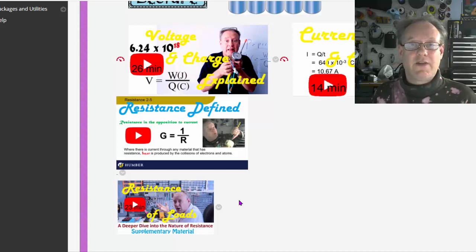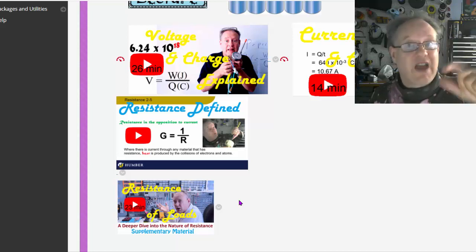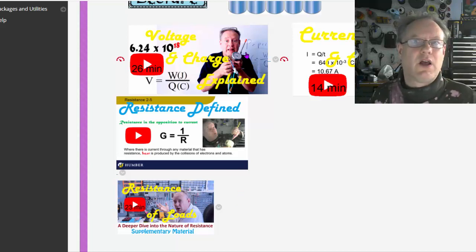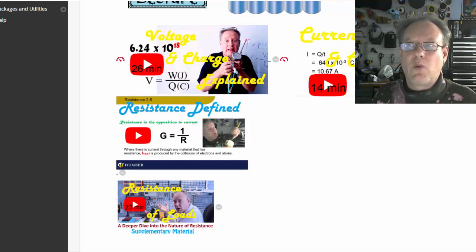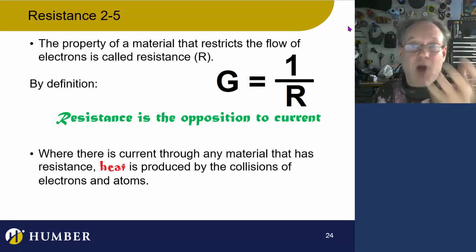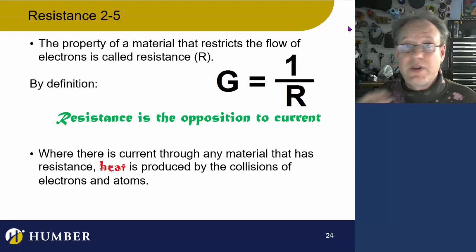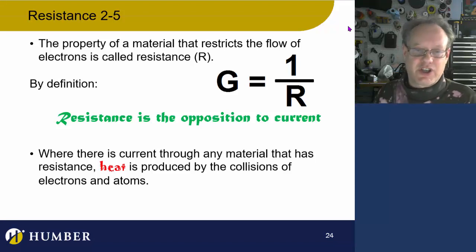And not only that, there are some other things that are specifically designed so that we can vary their resistance. And there are a lot of really cool reasons why we may want to vary the resistance of a particular thing. So starting from the first slide in this PowerPoint, we can see that the property of a material to resist current is the resistance. It's the opposition to current.